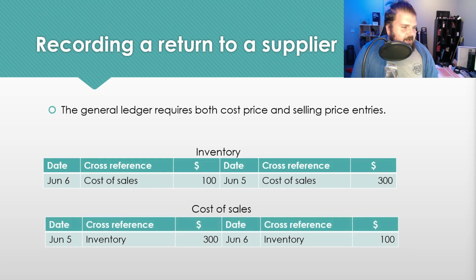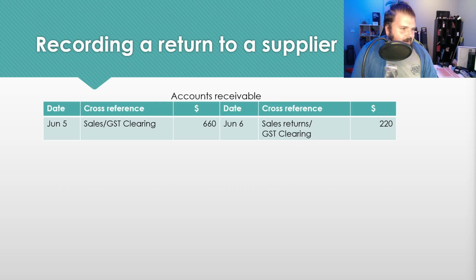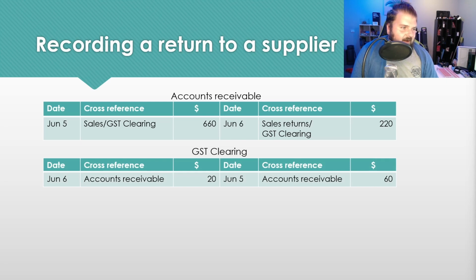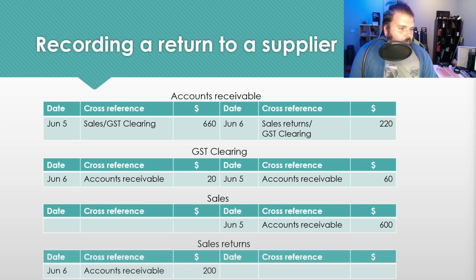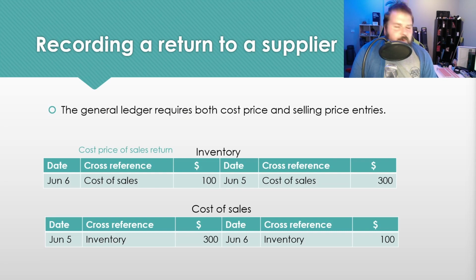Once again, the general ledger is just showing, in this case, the cost price of the sale return and the cost price of the sale. And here's what the other part of it looks like, where we have our accounts receivable, our GST clearing, and our sales. You can see our sales doesn't diminish. Instead, we have this separate account called sales returns. And what you'll see is this is all at the selling price, and this is all at the cost price.